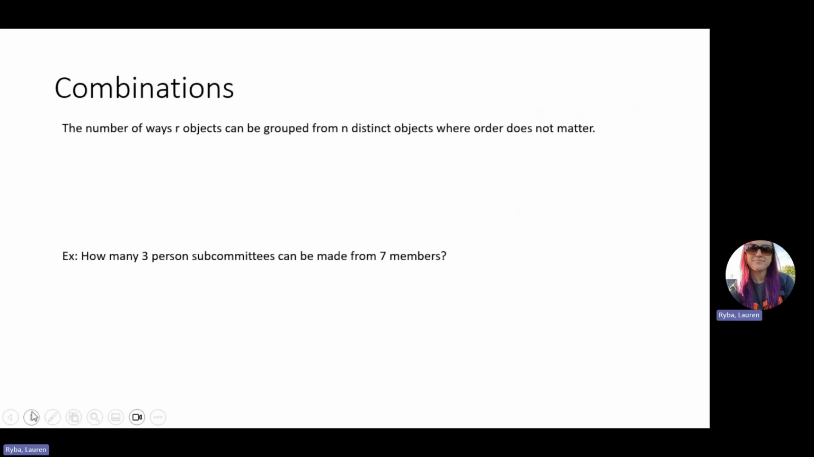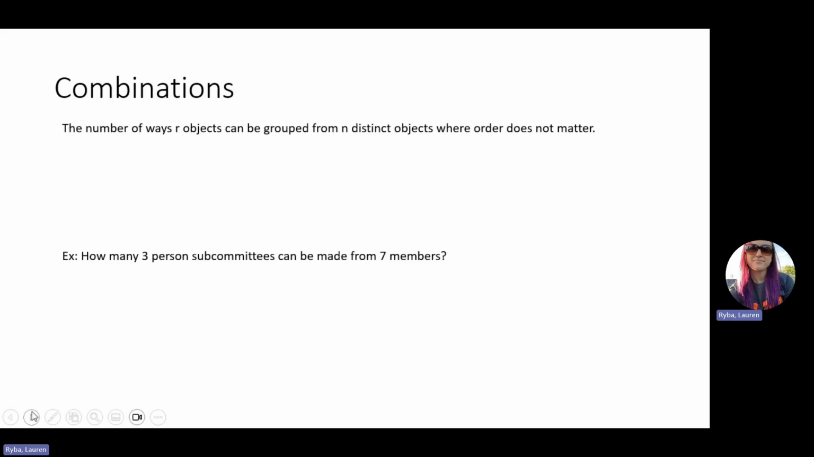We also have combinations. Now the wording is going to be similar, but slightly different. It's the number of ways r objects can be grouped from n distinct objects. You're still choosing r from n. The key here is that order doesn't matter.